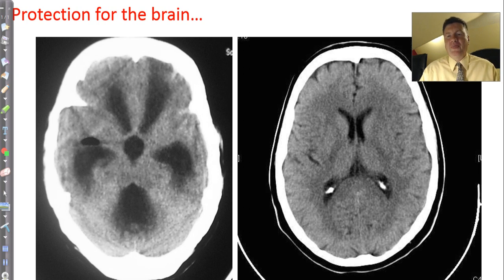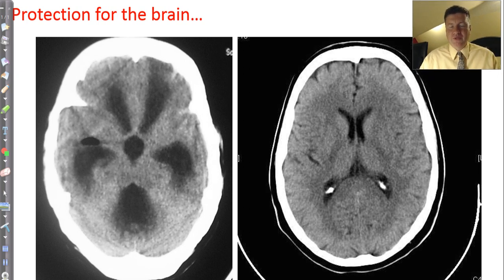What if those delicate tubes, those delicate connections between the ventricles, clog up? You can see that in this. This is actually a case of hydrocephalus.